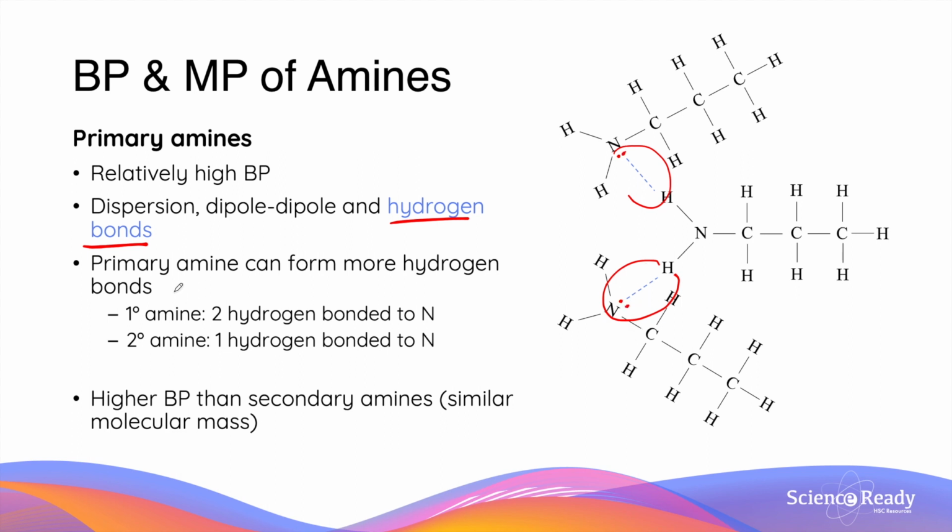Since primary amines have 2 hydrogen atoms bonded to nitrogen, whereas secondary amines only contain 1 hydrogen bonded to nitrogen, primary amines can form more hydrogen bonds than secondary amines can. Therefore, primary amines have higher boiling points than corresponding secondary amines, that is, those with similar molecular mass.